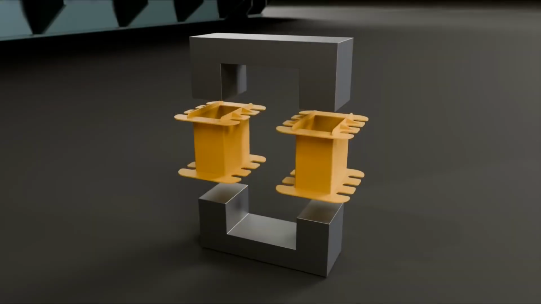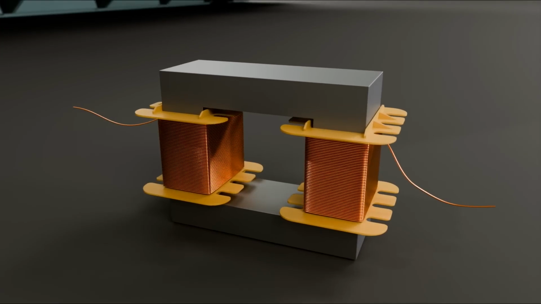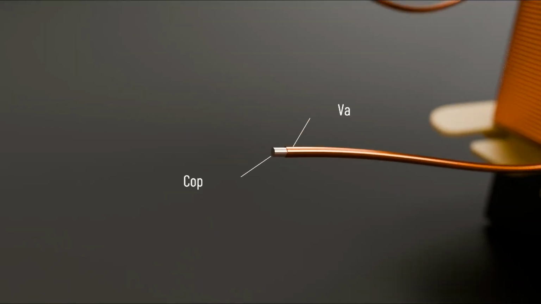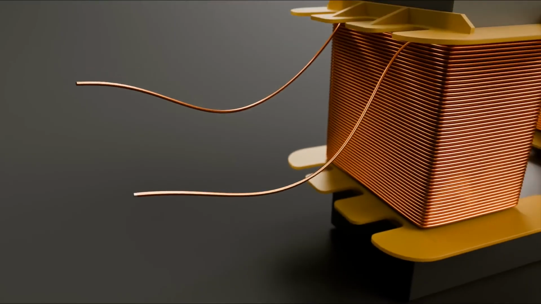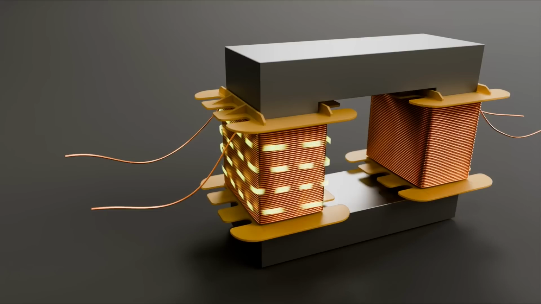Similar to this setup, a transformer consists of two coils wrapped around a ferromagnetic core. These coils are made with copper, coated with a thin layer of varnish or insulation. The thickness of this coating depends upon the desired level of insulation required. Varnish coating serves to insulate each turn of the coil, preventing any bypasses and ensuring uninterrupted current flow along the entire length of the coil.